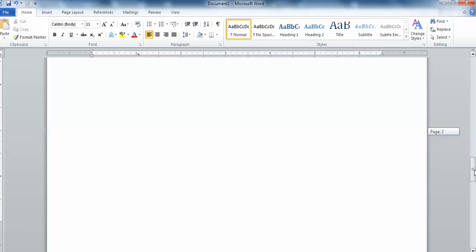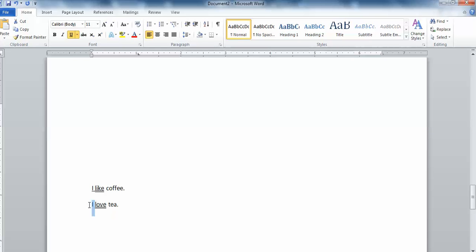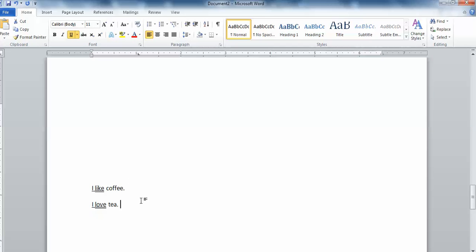Here are two sentences, two independent clauses. I like coffee. Here's my verb, which happens to be a regular verb, right? If you listen to the part of speech webinar on verbs, you know about that. And love is also a regular verb. And I, the singular first person subject pronoun, is my subject in this sentence, okay?